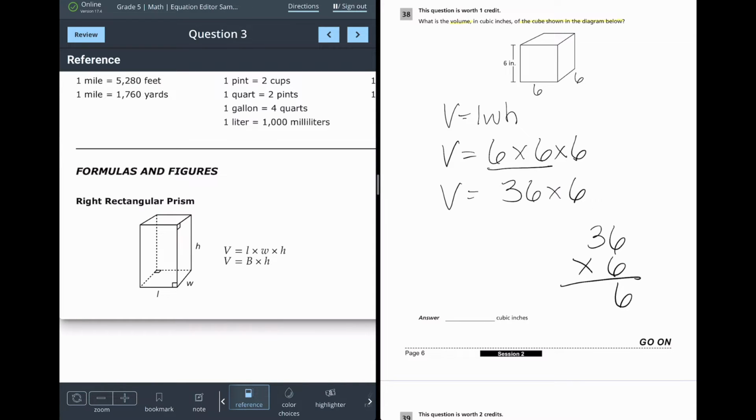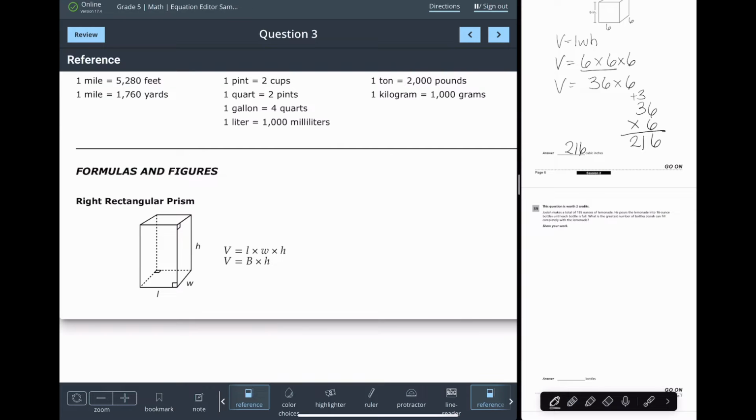6 times 6 is 36, 6 times 3 is 18, plus 3 is 21. So my answer here is 216 cubic inches. So let's put that in context here.